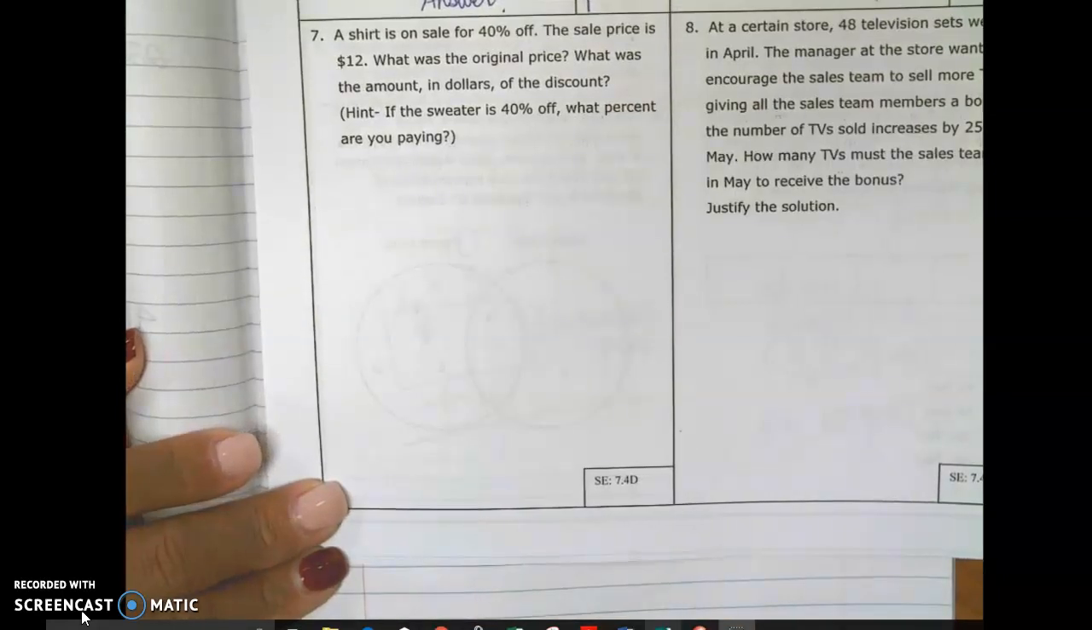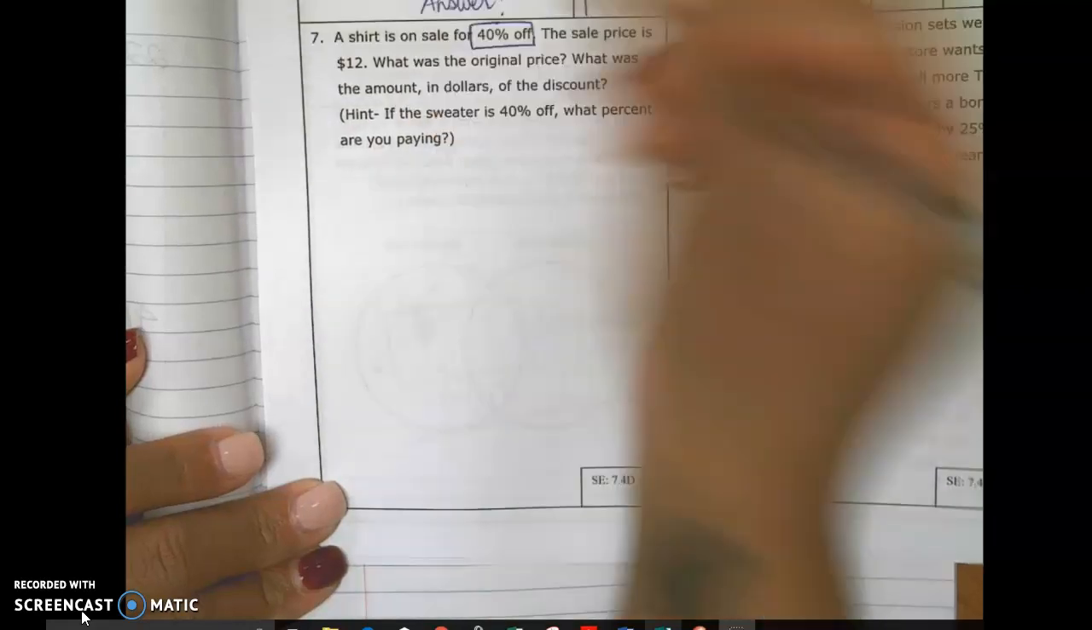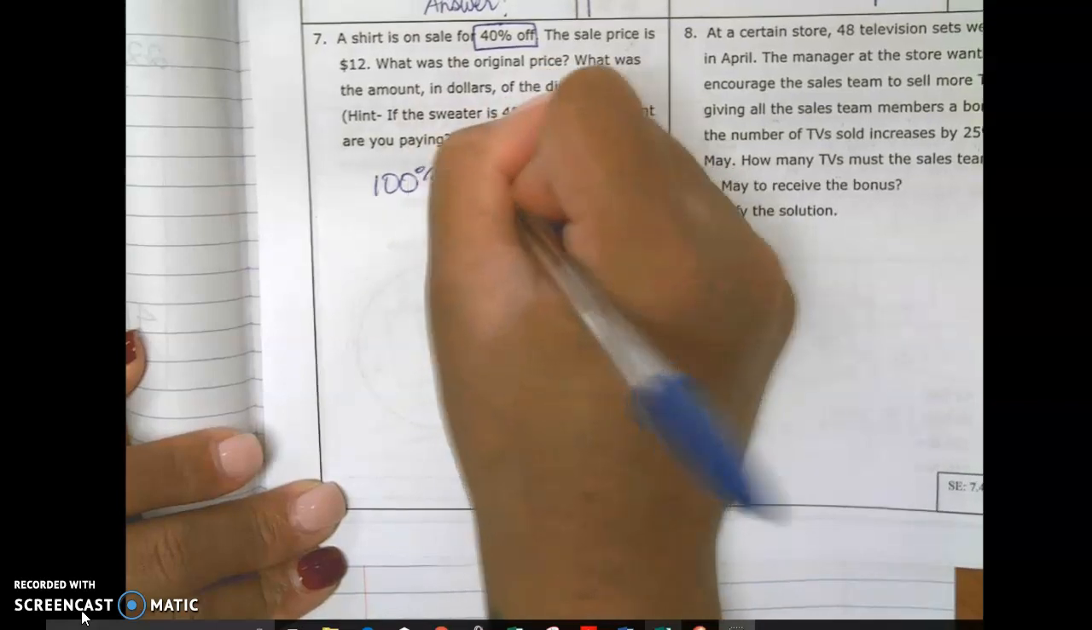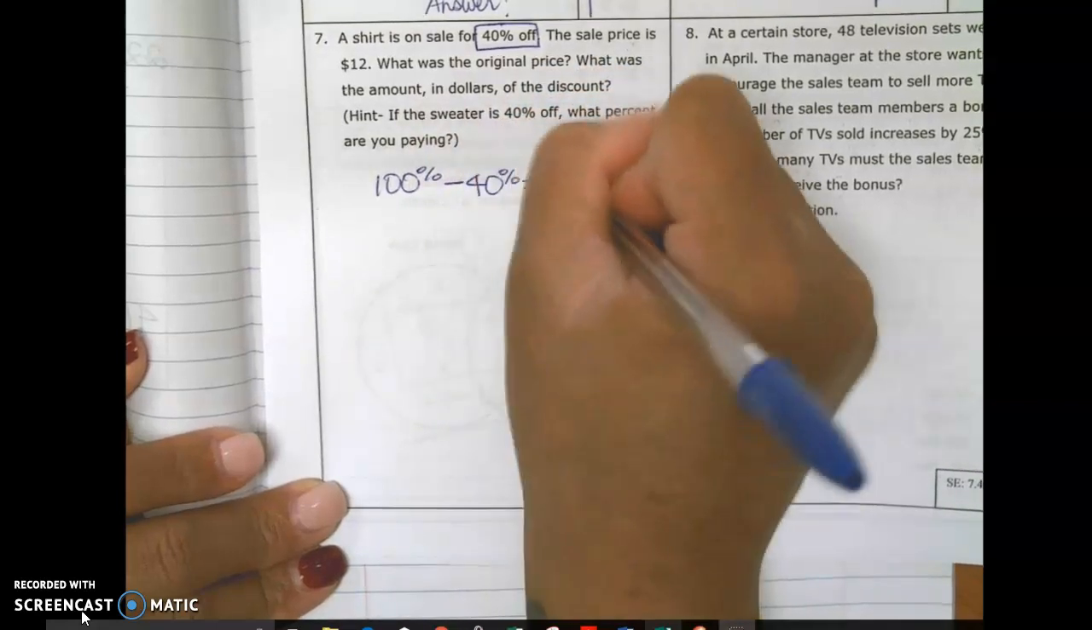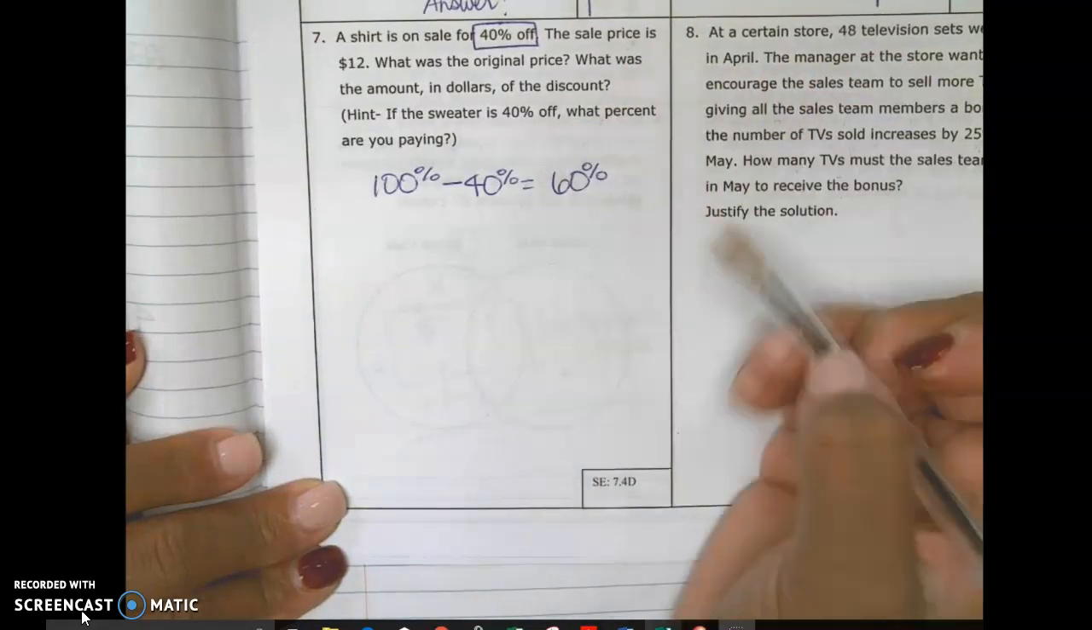A shirt is on sale for 40% off. What am I going to do with the 100%? Subtract 40. That gives 60%, so convert 60%. Pause, wait. Let me finish reading the question.